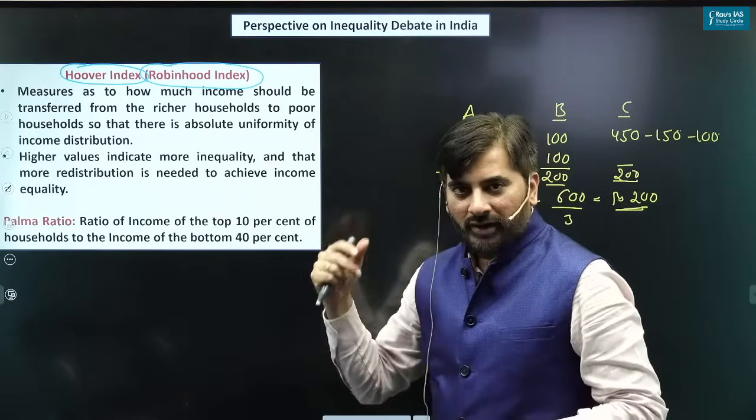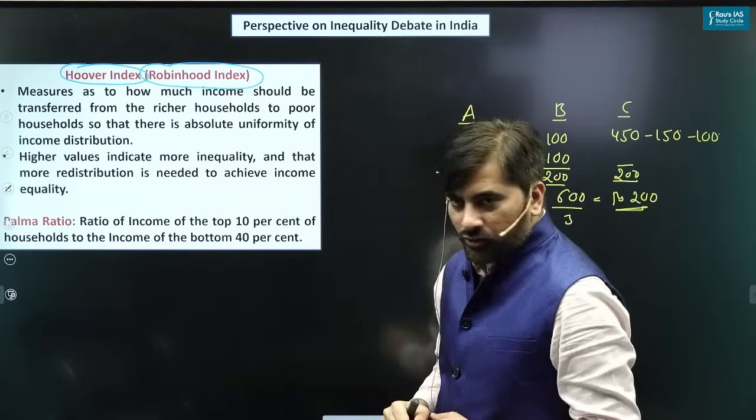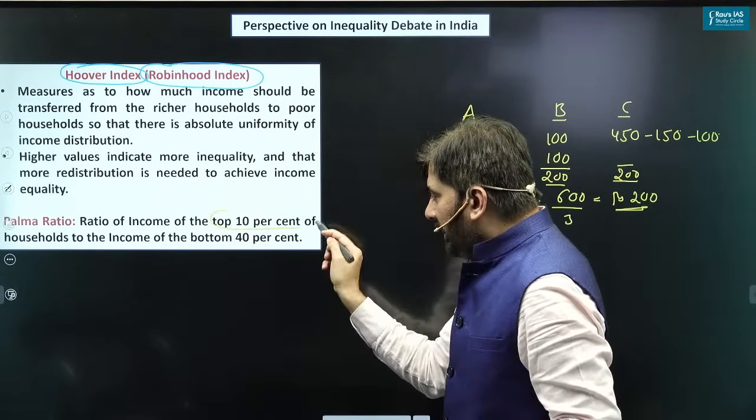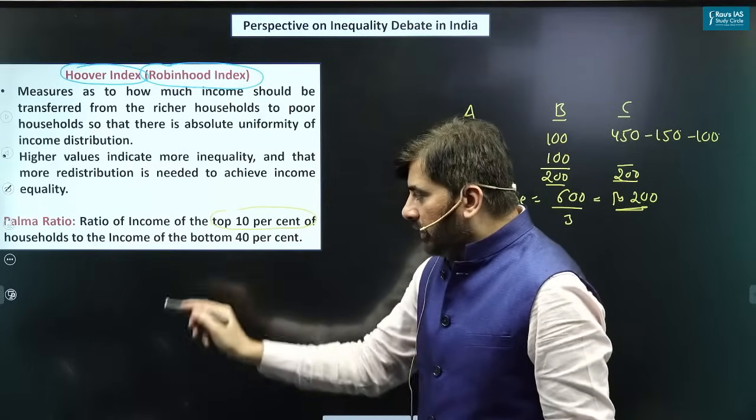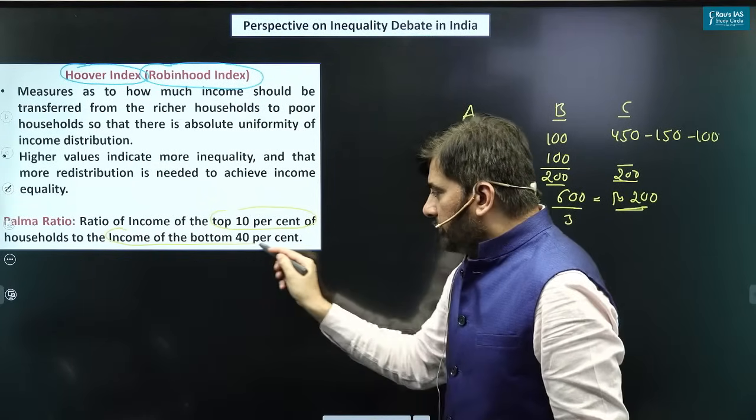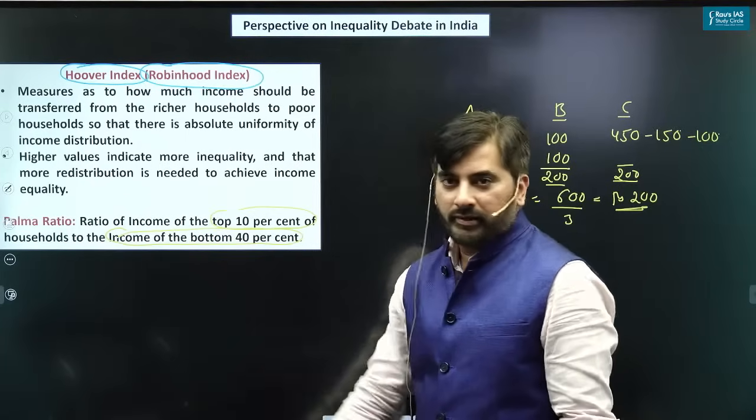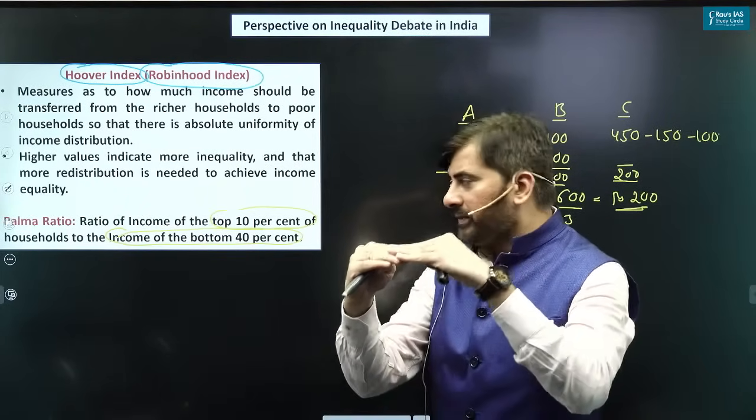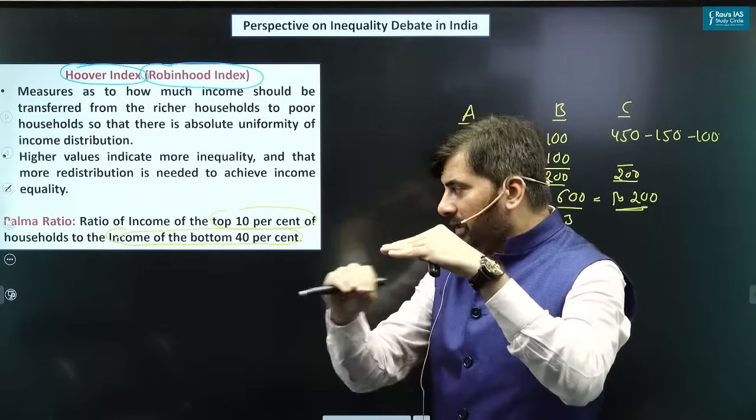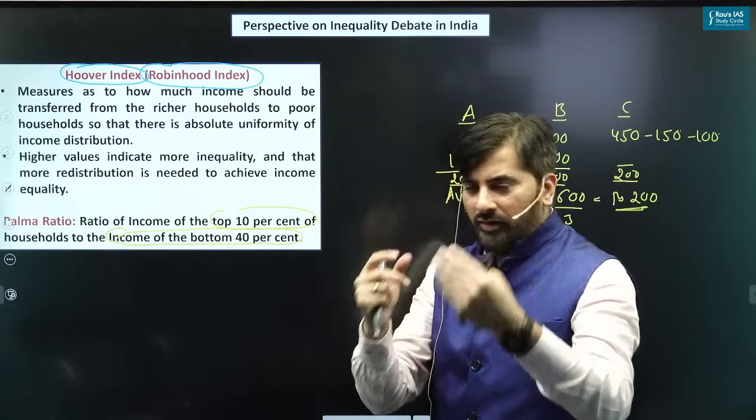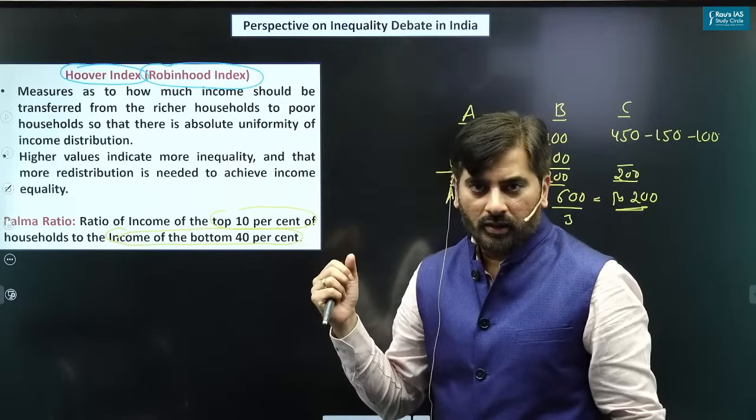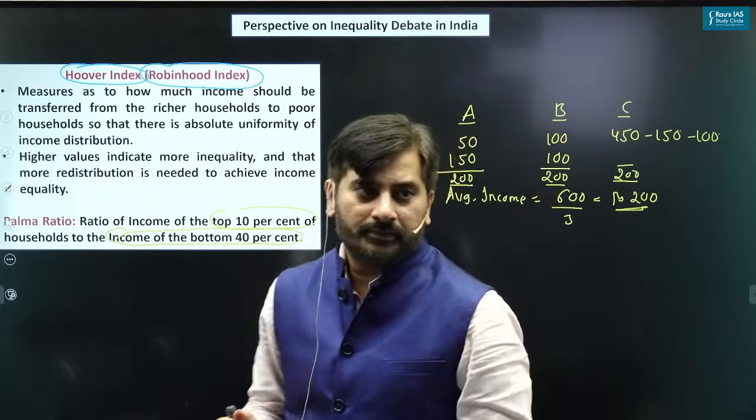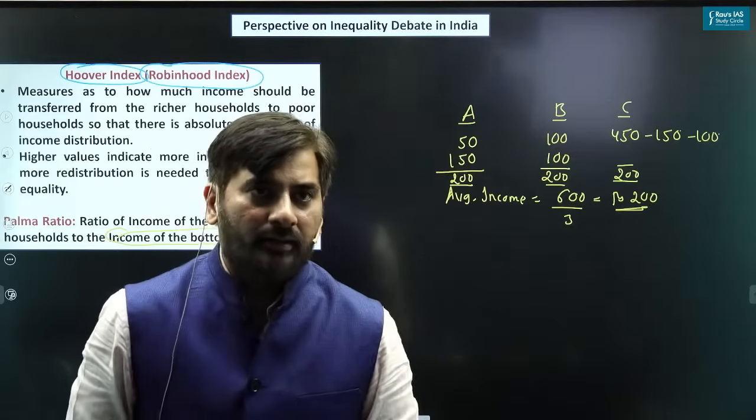Similarly, we have what is called the Palma ratio. What is Palma ratio? Ratio of income of top 10% of households to the income of the bottom 40%. I showed you the Lorenz curve, right? So the income of top 10% of the households divided by income of the bottom 40% will give us the Palma ratio. This is also a ratio to measure the income inequality. Is this part clear, everyone?